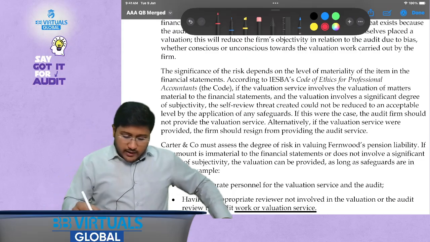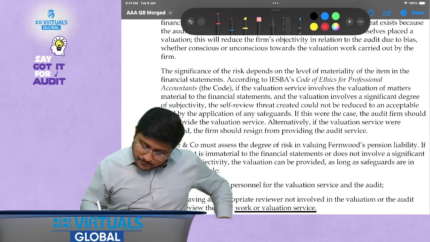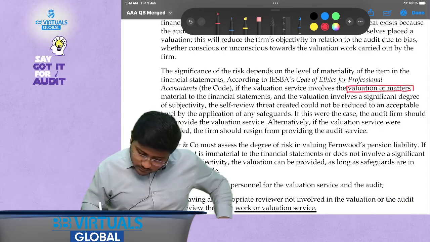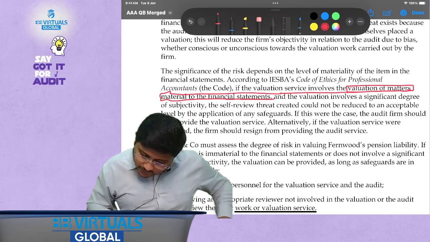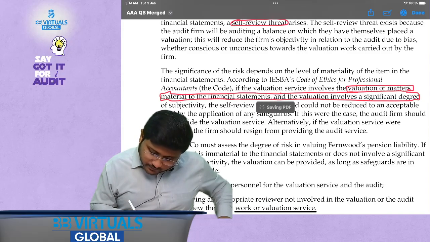What is the condition? If the valuation service involves the valuation of matters material to the financial statements and the valuation involves a significant degree of subjectivity, the self-review threat could not be reduced.